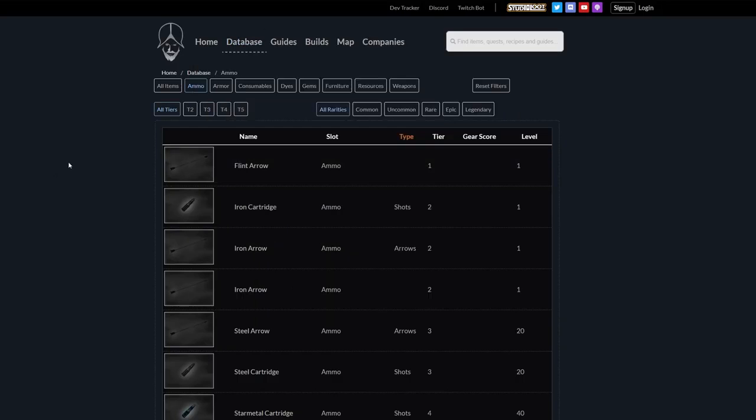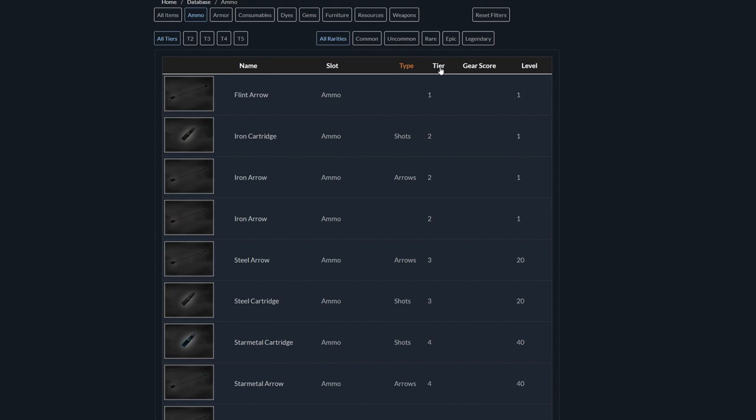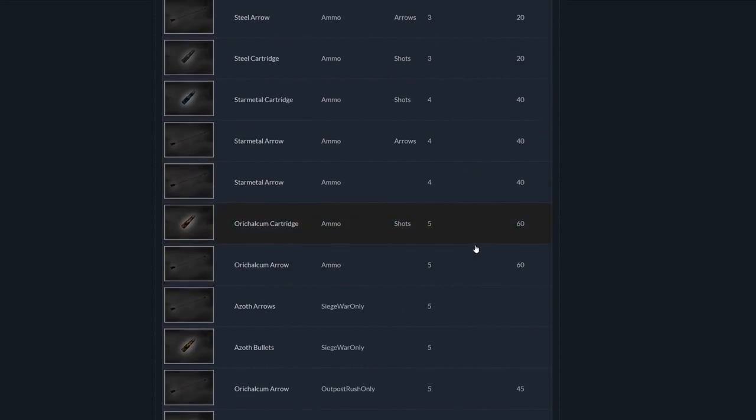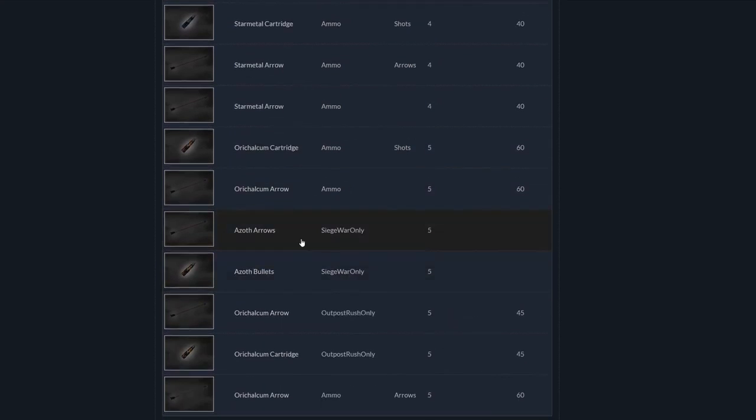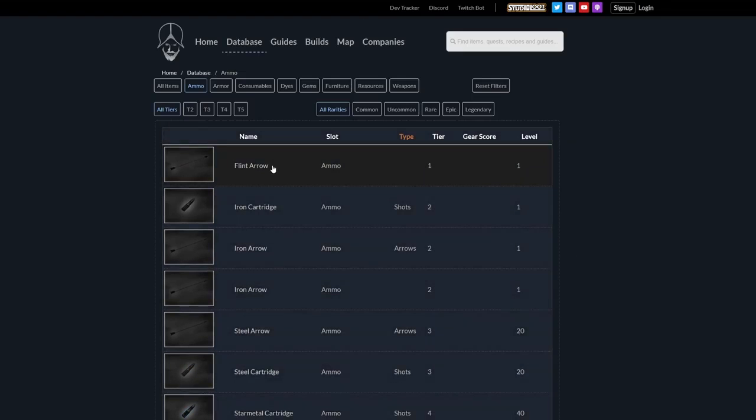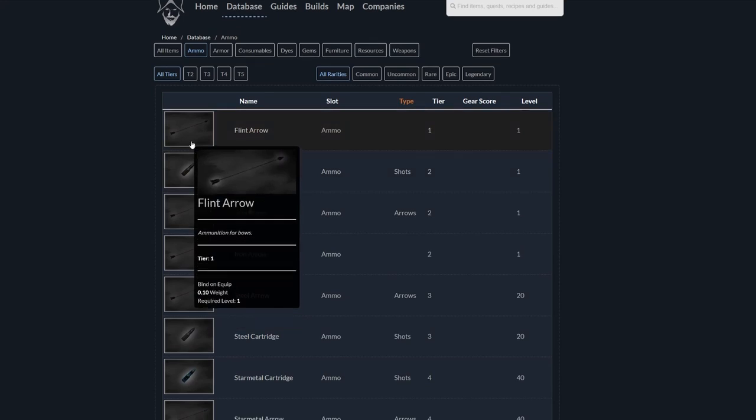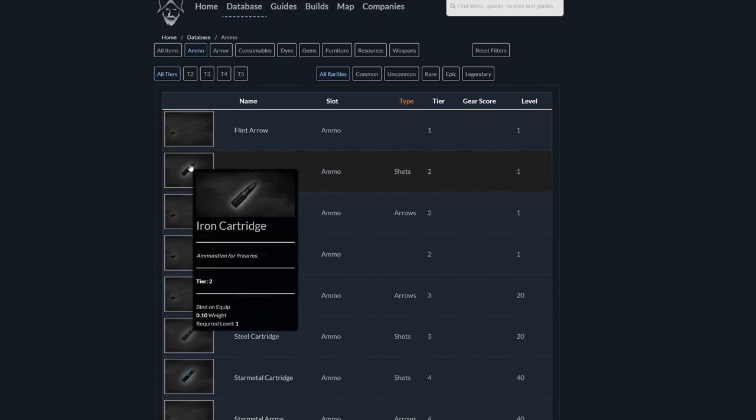I do want to talk about some of the multipliers regarding these arrows as well. So we have tier 1, tier 2, tier 3, and tier 4, as well as tier 5 arrows. Some of these are special arrows. So we're not really going to talk about Azoth arrows, and we're not going to talk too much about Acrylium arrows, because these are only in Sieges and Outpost Rush. But the open world arrows start with the flint arrow. So we talked about the flint arrow being very easy to craft. That's why bows are so easy to level in the beginning of the game. When it does release, there are so many fewer muskets being shot because there are not very many cartridges on the market.